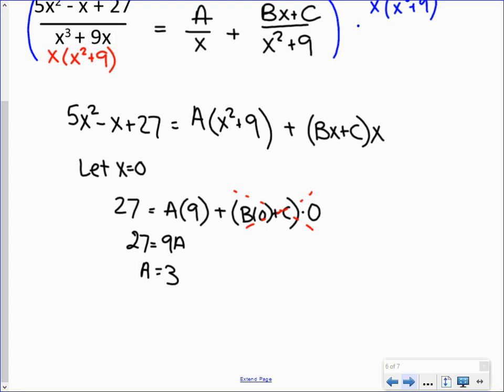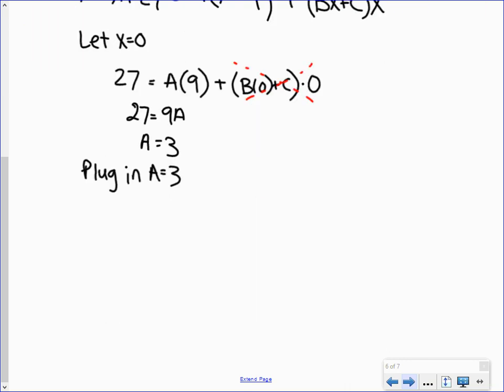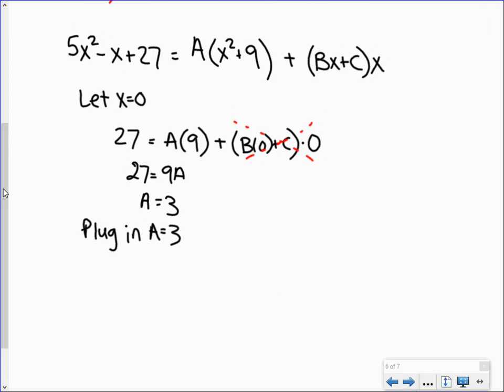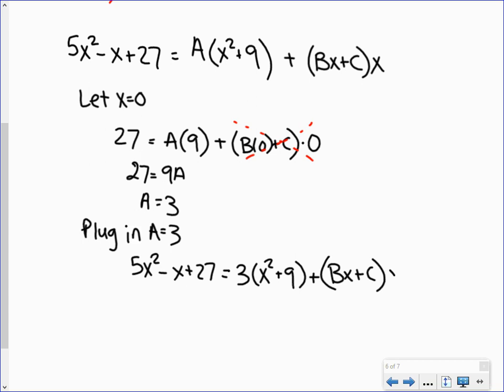So what do we do in the last one? But this time we have 2 factors. We didn't give up. We just plugged in our a, right? Last time we had 2 that we could at least plug in. This time we just have 1. That's fine. Let's just plug in a equals 3 and see what happens. Plugging it into that simplified equation, the left side is 5x squared minus x plus 27 equals 3 times x squared plus 9 plus bx plus c times x.